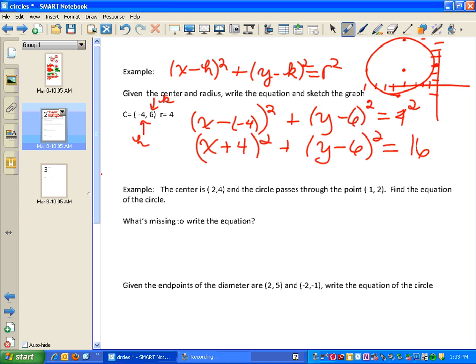Wait, how did you get that? Well, I gave you what the center was and the radius. My graph is left. -4 means to the left, and up 6. So it's in quadrant 2. And then I'm going to go from the center, right 4 and left 4. And from the center, up 4 and down 4.